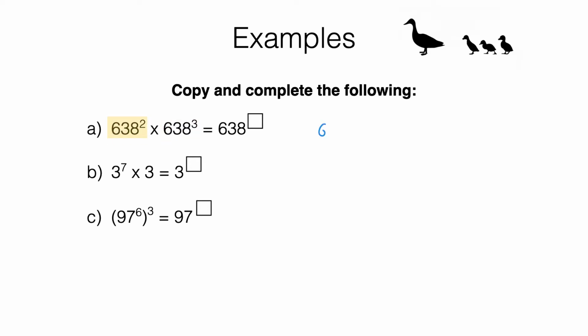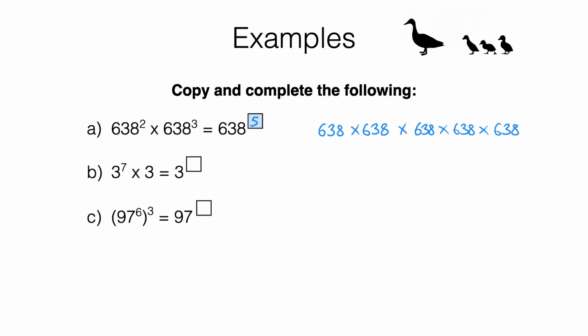638 squared is 638 multiplied by 638. And then we need to multiply by 638 cubed. That's 638 multiplied by 638 multiplied by 638. And I don't need to work out what this is to spot that this is 638 to the power of 5. I've got 1, 2, 3, 4, 5 of this base number being multiplied together. So it's 638 to the power of 5.